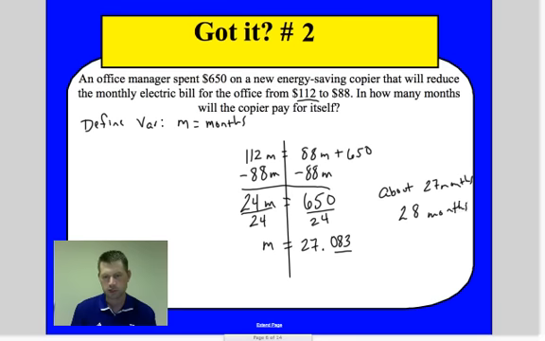Okay, so make sure you understand what that decimal means. We could say it's about 27 because it's close to 27, so it might be like 27 months and 2 days, but it's going to take 28 months before we really start to see that profit. So we would go ahead and say about 28. If we really want to know, go ahead and circle that.